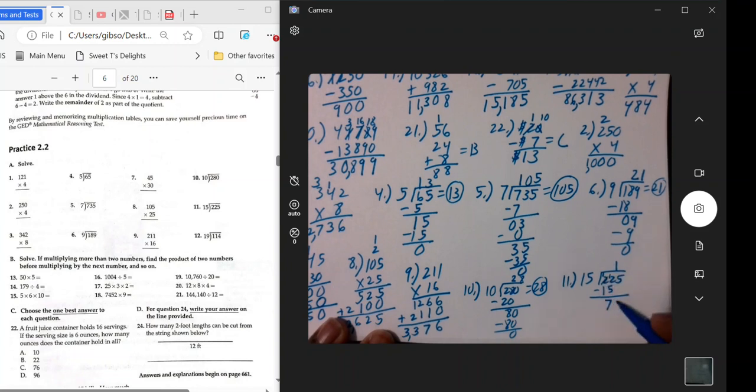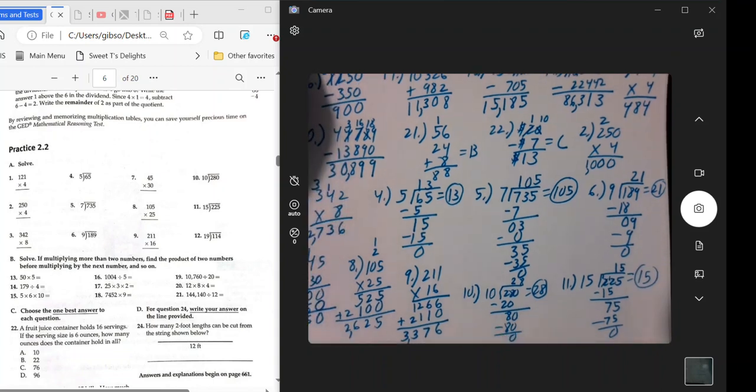1 minus 1 is 0. So we'll bring down our 5. 15 goes into 75 5 times. 5 times 15 is 75. There's no remainder. So our final answer here is 15.